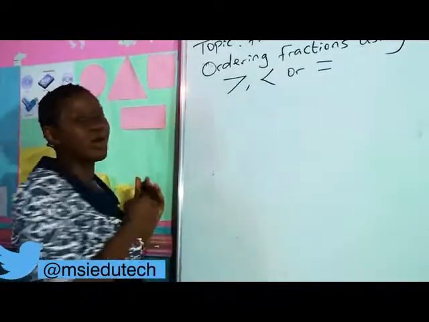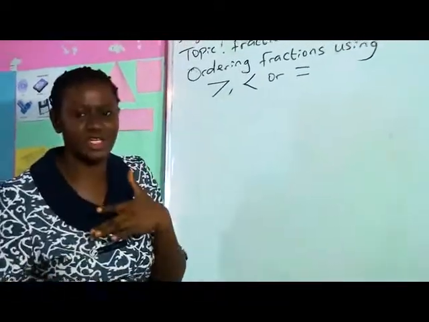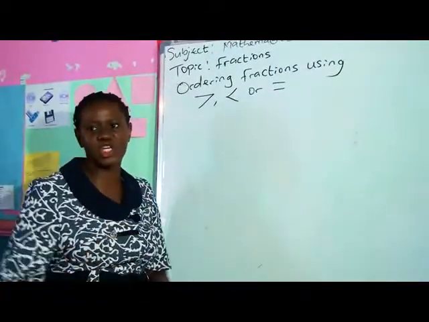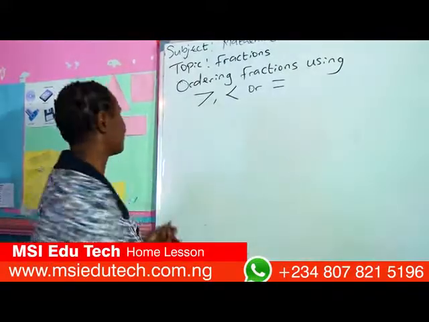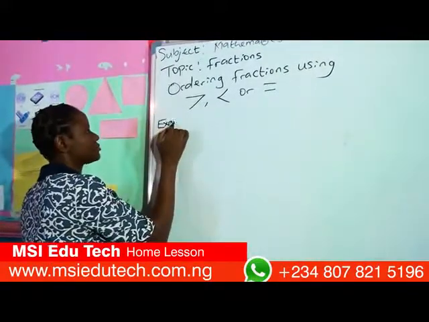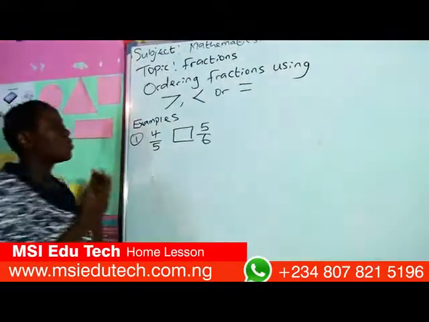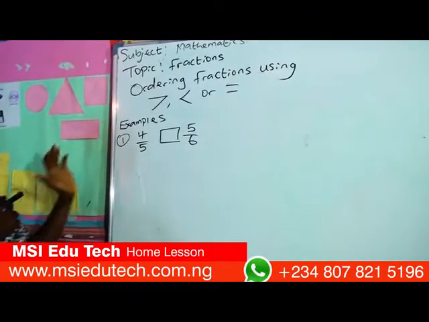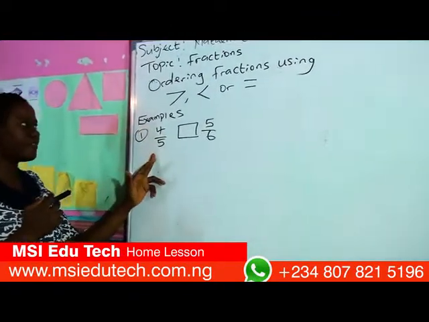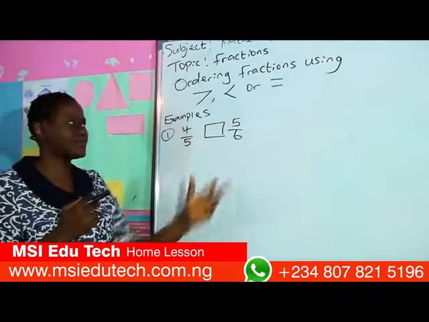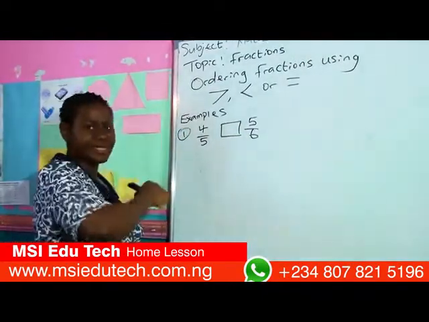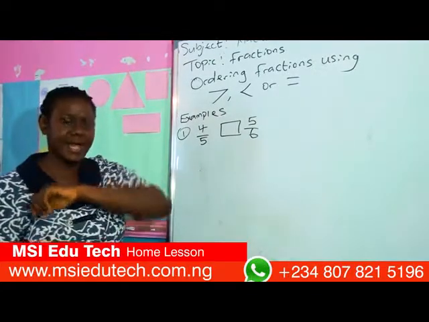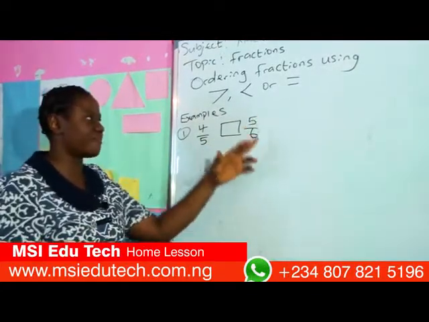Now, move to other fractions. We want to know which fraction is bigger and which is smaller. Here comes the application of LCM. For instance, we want to order these numbers: 4 over 5, 5 over 6. The question is, is 4 over 5 greater than, less than, or equal to 5 over 6?